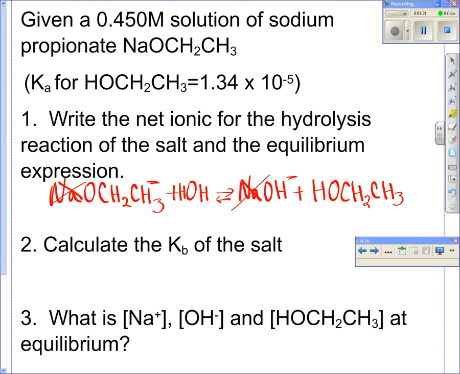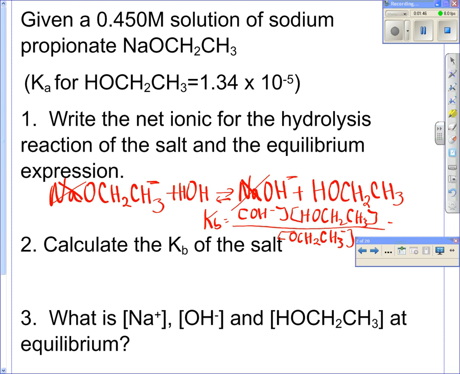The equilibrium expression then would just be that Kb, since it's an OH, is going to equal OH minus times the conjugate acid concentration, divided by the original salt concentration, which actually is a basic salt ion. And that's going to equal Kb.